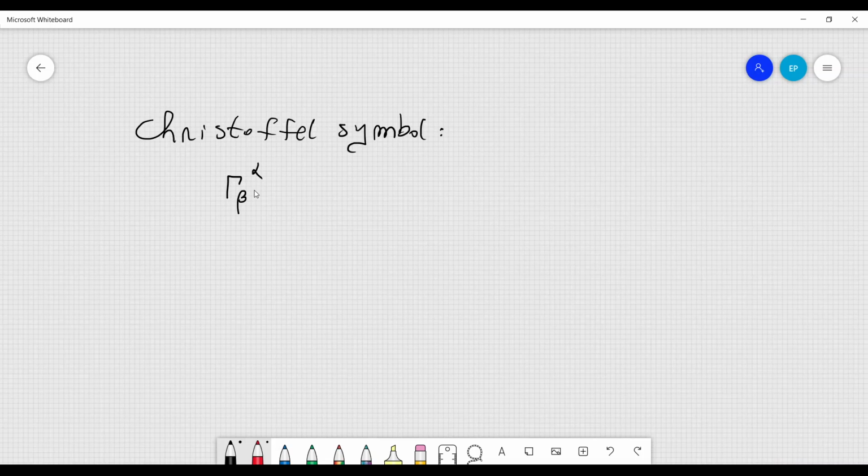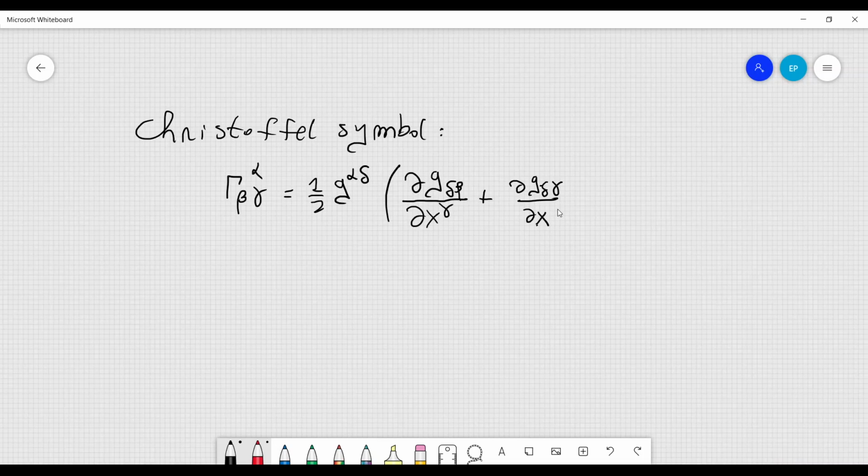We have gamma, alpha, beta, gamma equal to 1/2, and then we have the inverse metric tensor g alpha delta times dg delta beta. Here we have subscripts because this is the metric tensor. If we have superscripts, we have the inverse metric tensor. dx gamma plus dg gamma delta, or delta gamma, because this tensor is symmetric. So we can write delta gamma here with respect to x beta minus dg beta gamma, and then we take the derivative with respect to x delta, just like this. So this is the expression for the Christoffel symbol. The metric tensor, as I said, is symmetric, so we have g alpha beta equal to g beta alpha.